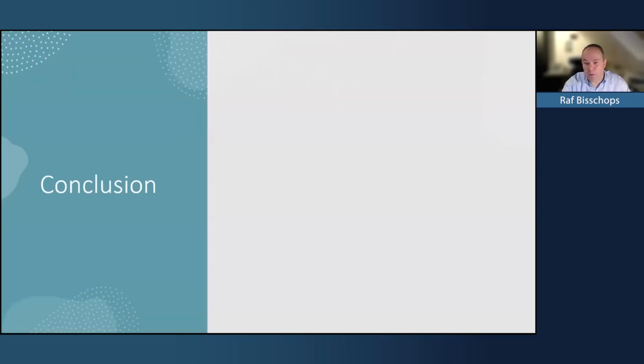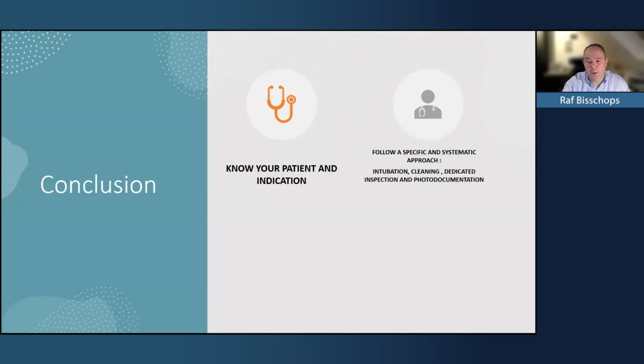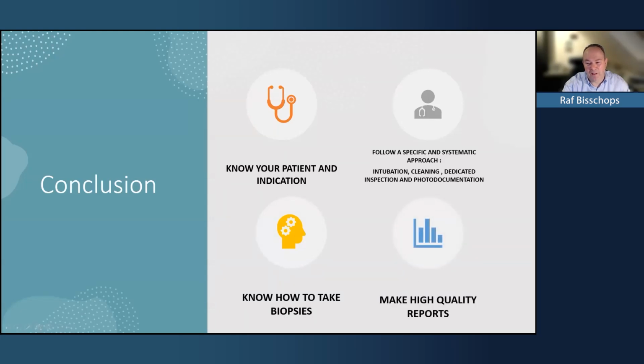So this brings me to my conclusions, Bas. The first thing is know your patient and indication before you start your upper GI endoscopy, and then follow a specific and systematic approach from intubation, cleaning, dedicated inspection, and photo documentation. Know how to take your biopsies and how many to take of them, and then make sure you have a high quality report, and that would complete a very good high quality upper GI endoscopy.